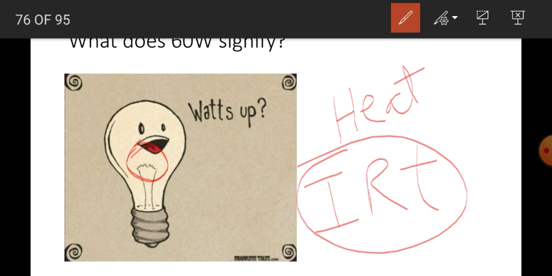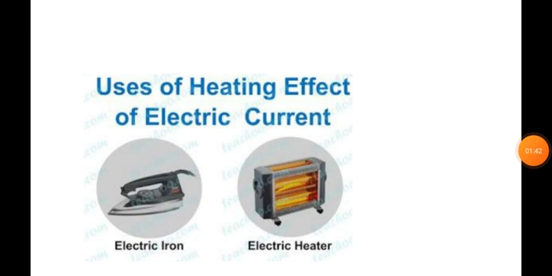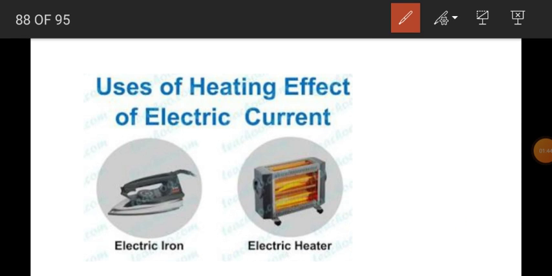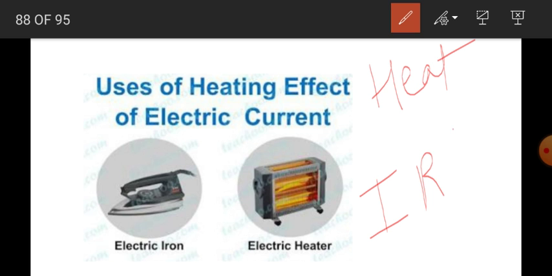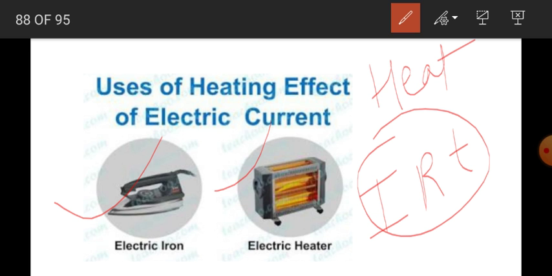Why time? Because it takes time to heat up, right? In this case, it's quick actually. Instantly, it will start to glow. But there are some devices which take time to heat up, like in these two cases. So heat depends upon the amount of current flowing through the conductor, I mean the devices, its resistance and time. These are the three factors on which the heating effect of electric current depends. They don't heat up easily or quickly. They take some time to heat up.